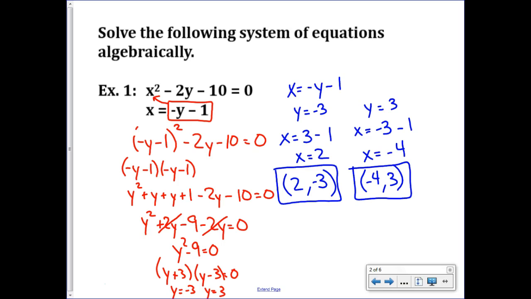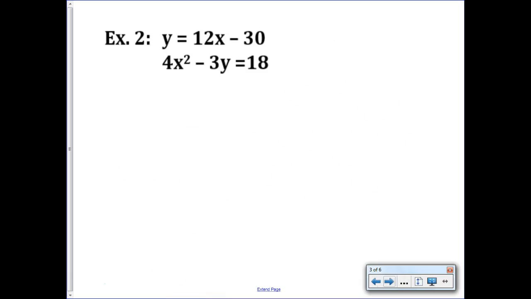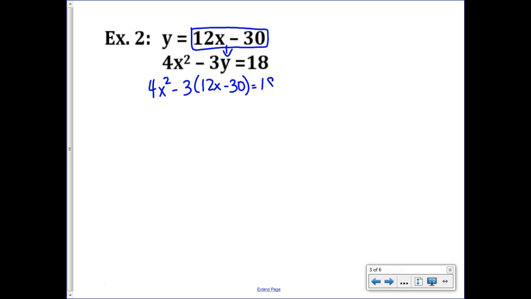All right, let's try another of these examples. So once again, we have something solved for y. So I'm going to use all of this and plug in to y right here. So 4x squared minus 3 times 12x minus 30 is equal to 18. So 4x squared minus 36x plus 90 is equal to 18.